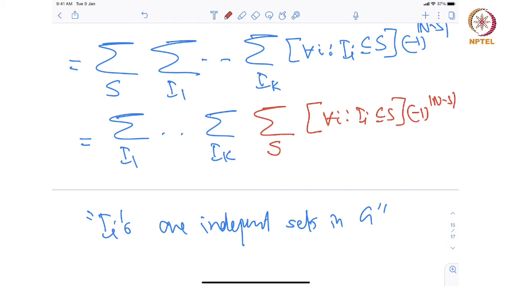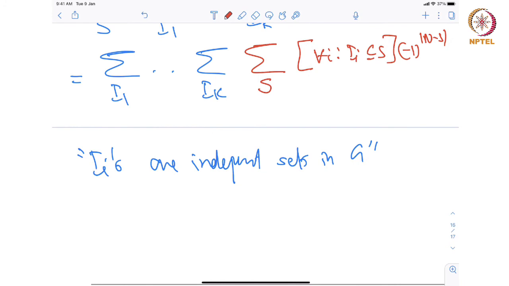Now if you picked up k independent sets, you ask yourself: how many S will you contribute to? You will contribute to those S's for which I1 to Ik is a subset of S. Okay, so we can write this down.